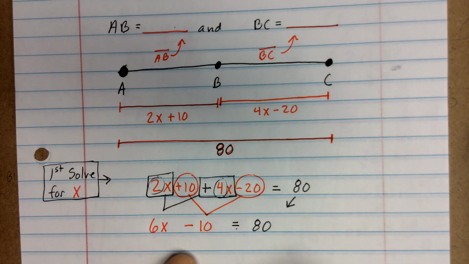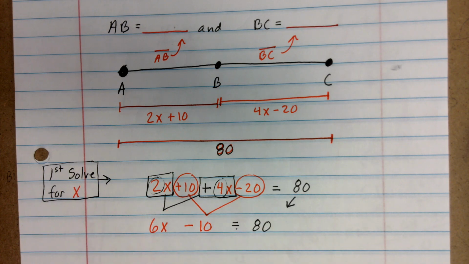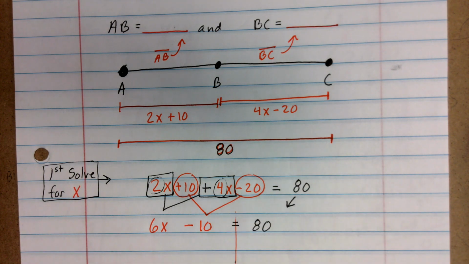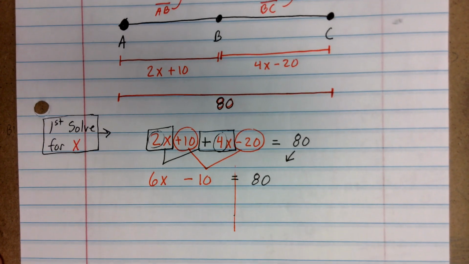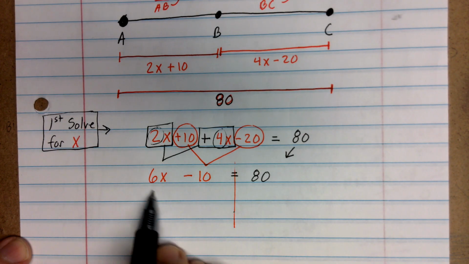But now we've simplified this, right? Like terms have been combined. It's a simpler equation, and it's just a two-step equation. Now to solve it, I'm going to draw my line through the equal sign, because my goal is to keep both sides balanced. I'm going to move this up a little bit too. And in order to solve, I want to get x all by itself.